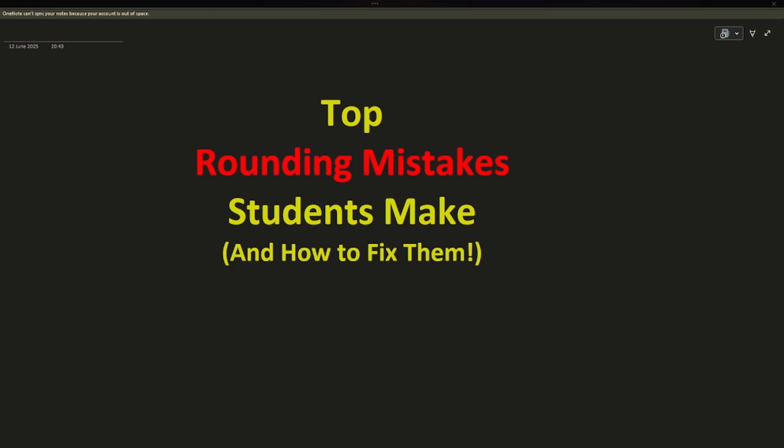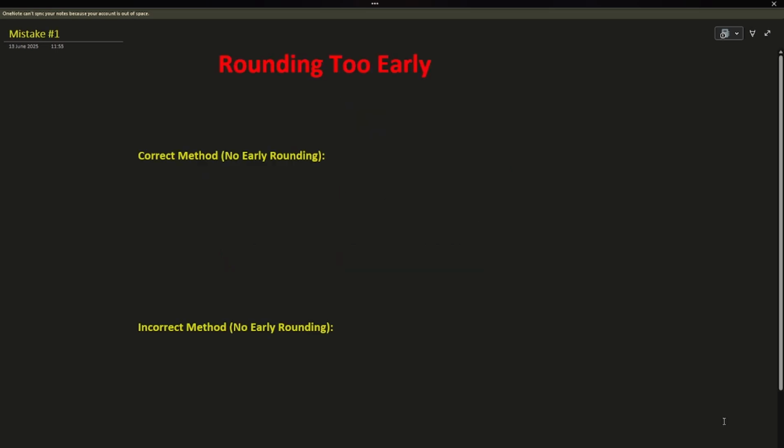So, what are the top mistakes that students make when rounding? One of the top mistakes is rounding too early in multiple step calculations. When solving a problem with multiple steps, rounding any number too early before the final step can introduce small errors that can grow throughout the calculations. In engineering, mathematics, or physics, precision really matters, accuracy really matters.